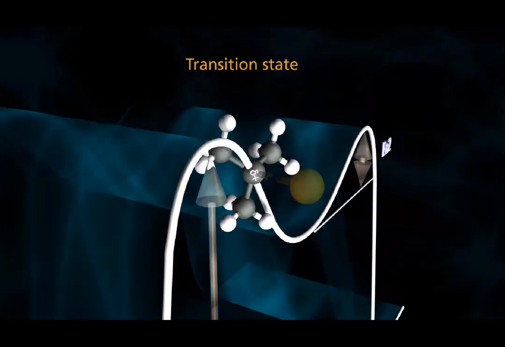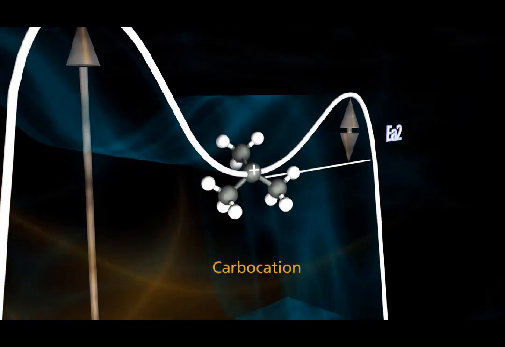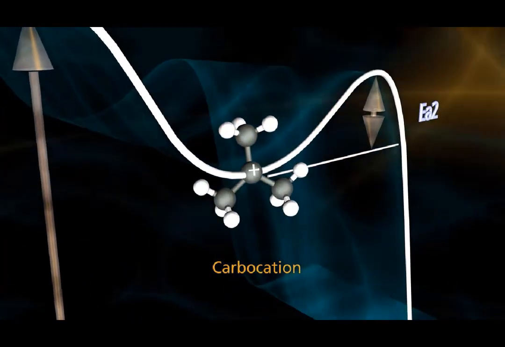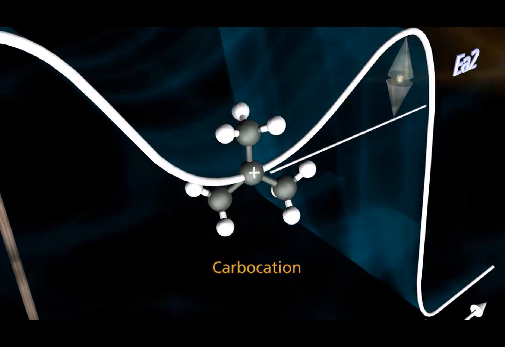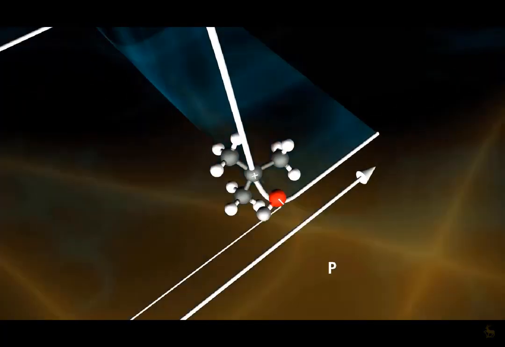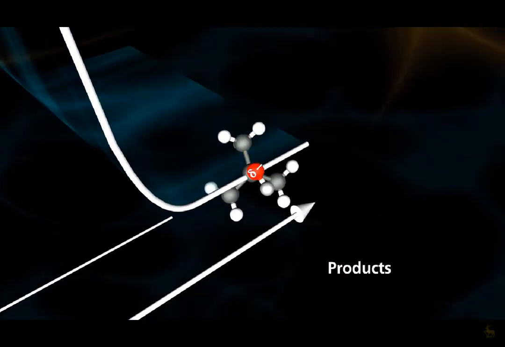Transition state. Carbocation. And remember, if you have a carbocation, it can also rearrange. That's kind of the curveball that's thrown at you with Sn1, but you don't have to worry about it with Sn2.